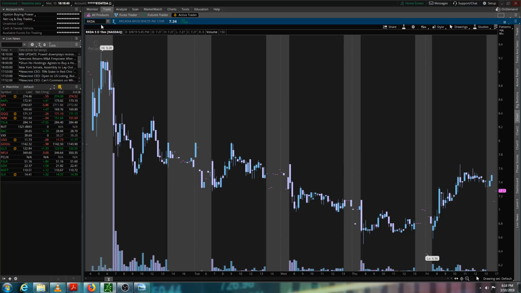Sorry, I'm looking at this RKDA on my other screen. I'm looking at the actual company. I'm a fundy guy, you guys. I'm looking at fundamentals. I want to know what this company is, who's running it, what they're doing. Are they shady or not?